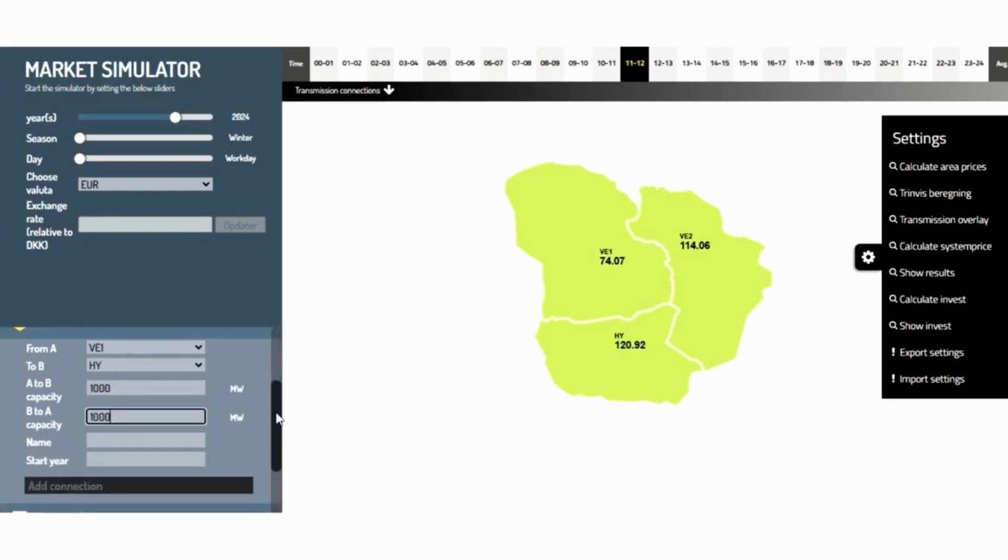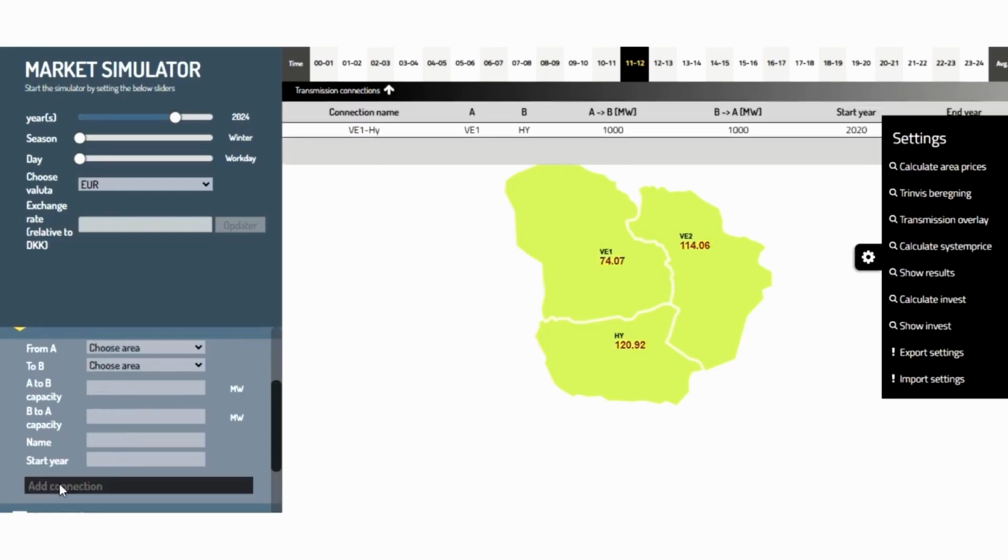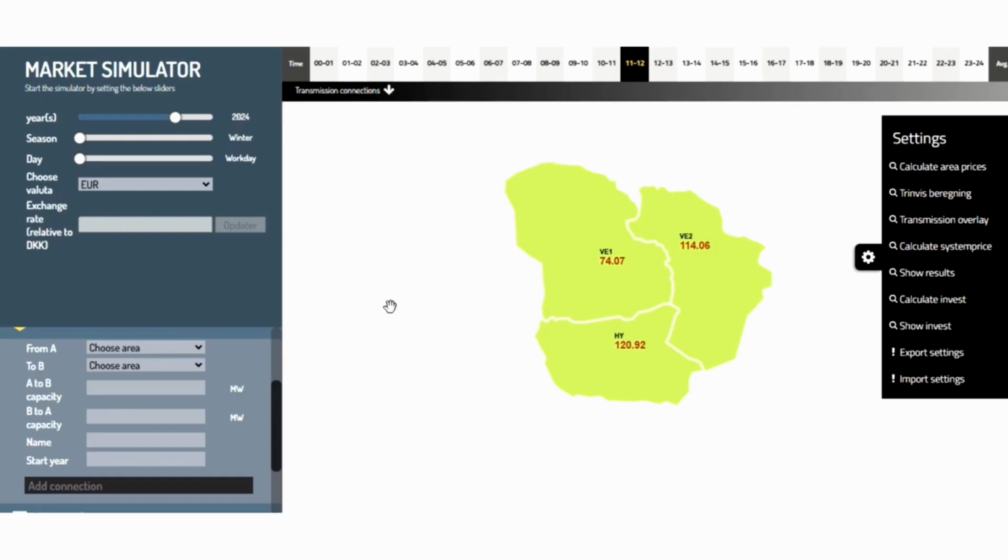And then the name here is VE1 HI. And the start year is 2020. And I add this interconnector. So now you can see this interconnector has been added here. And then I do another calculation here. I don't need to calculate on VE2 because we're only considering now VE1 and HI.